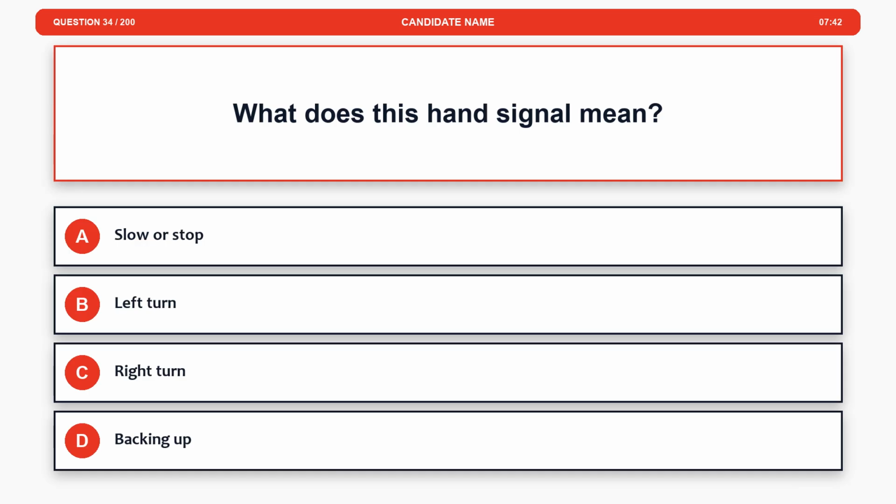Question 34. What does this hand signal mean? Option A, slow or stop. Option B, left turn. Option C, right turn. Option D, backing up.